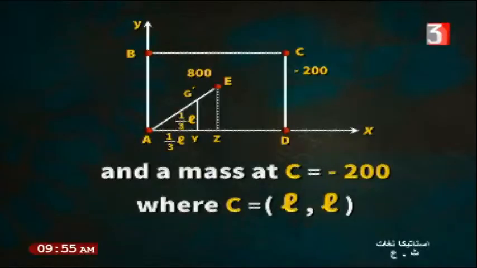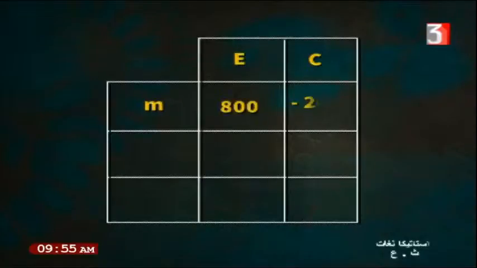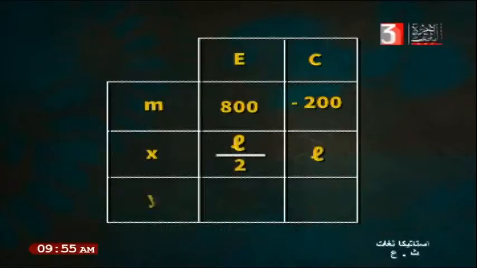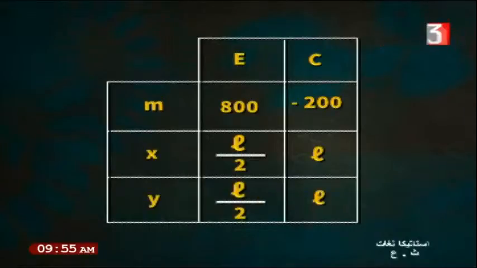What is the coordinate of C? L, L. Why? Because we suppose AD equals L, DC equals L. Then we form a table with 2 points, 2 vertices E and C. What is the mass? At E 800, at C negative 200. X coordinate at E is L over 2, at C equals L. Y coordinate at E is L over 2, at C is L.